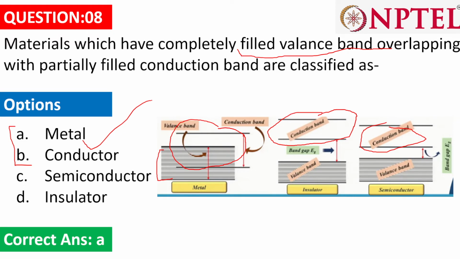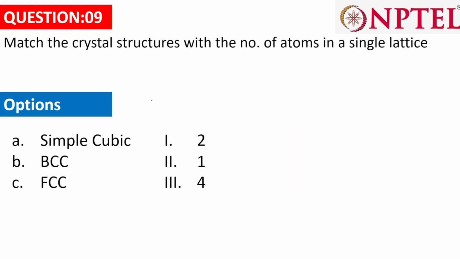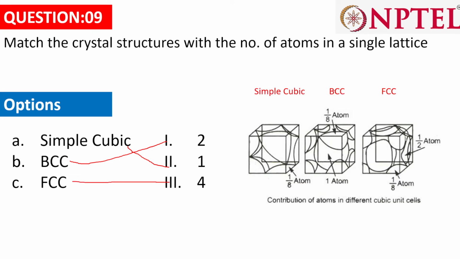Can we move further? Okay, next question says, match the crystal structures with the number of atoms in a single lattice. Match the crystal structure number and symbol. Simple cubic 1, BCC 2, FCC 4. Yes. Here you can see this is simple cubic.